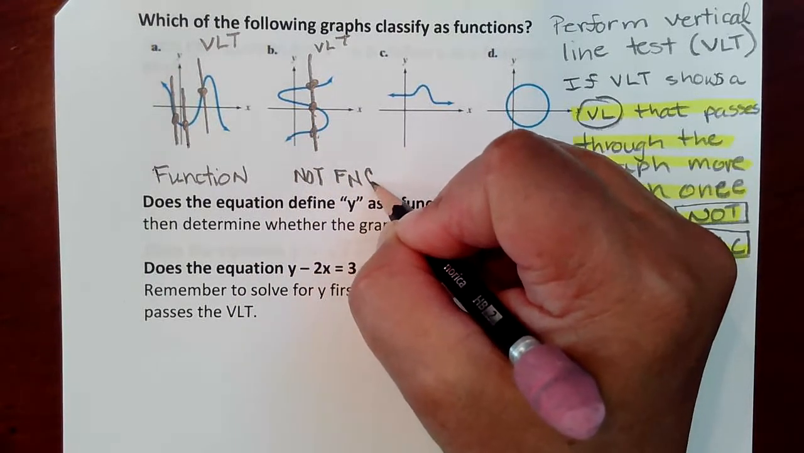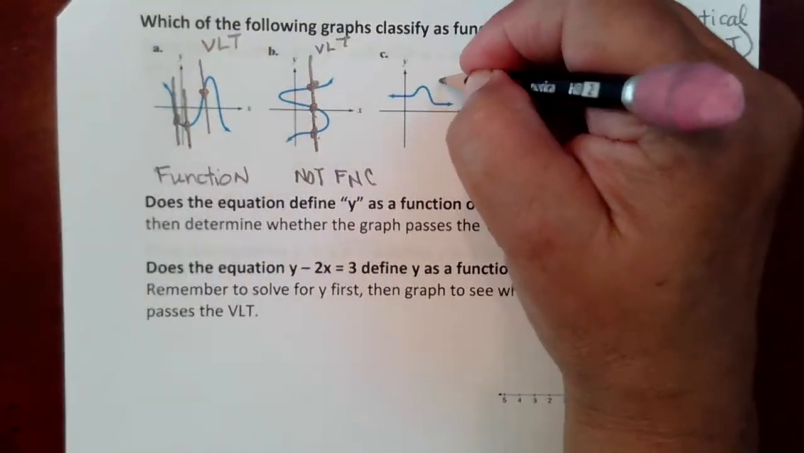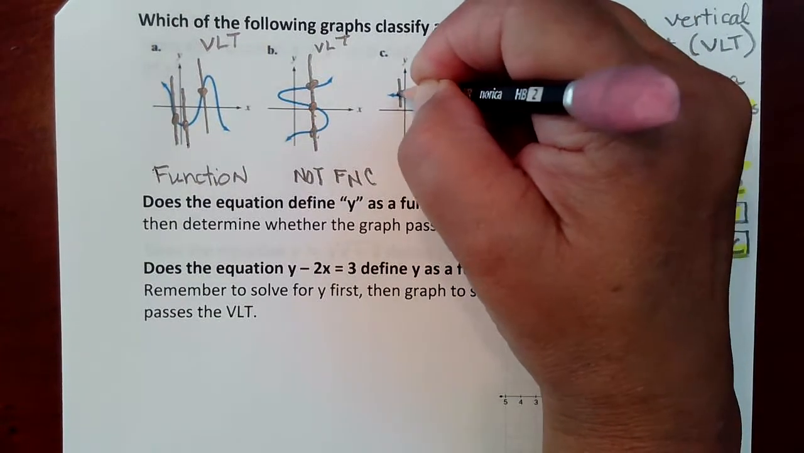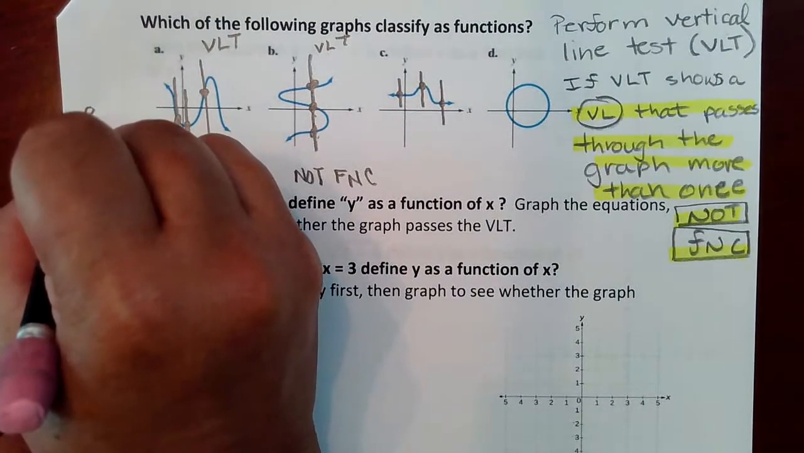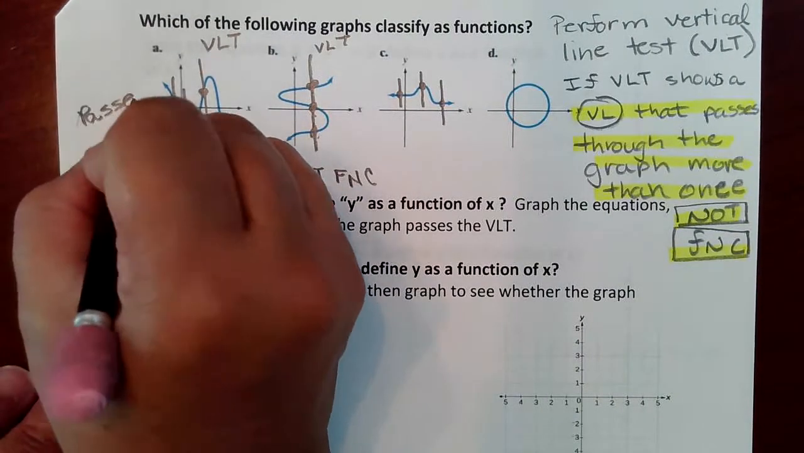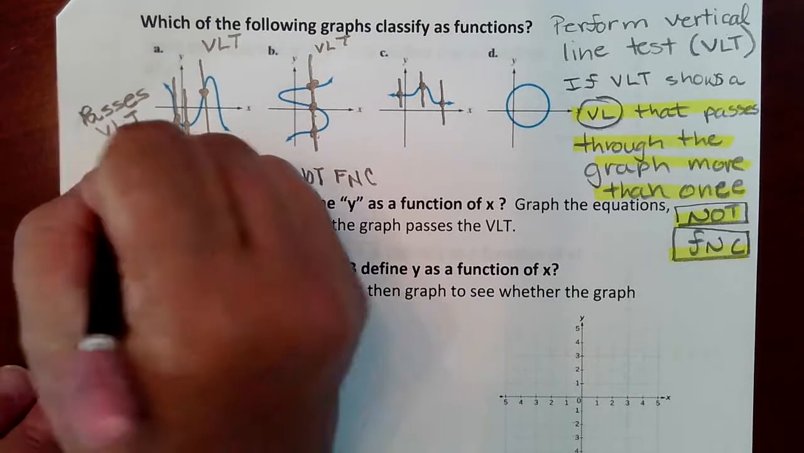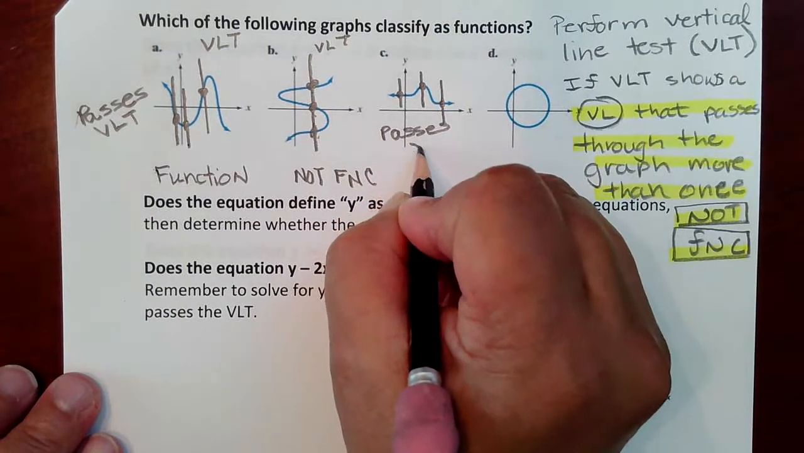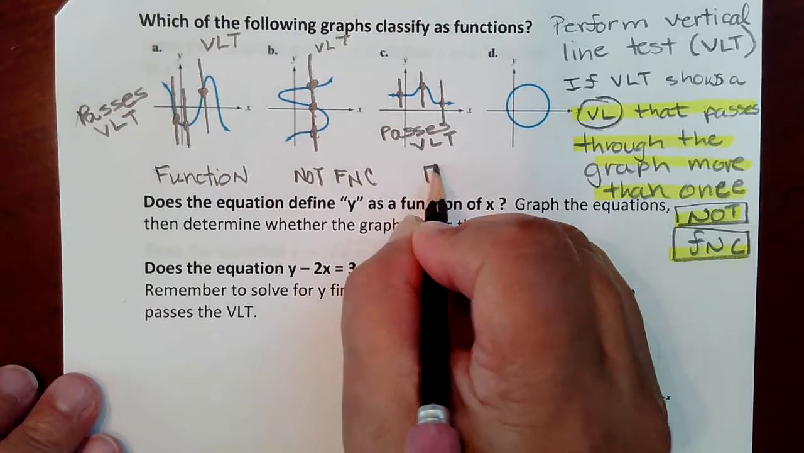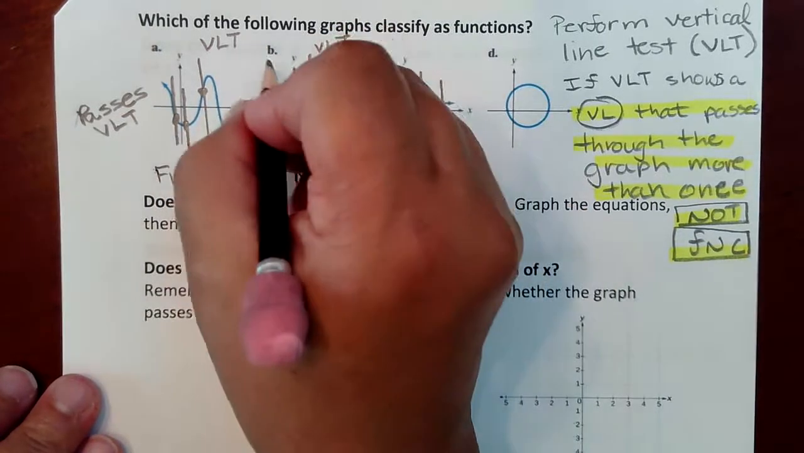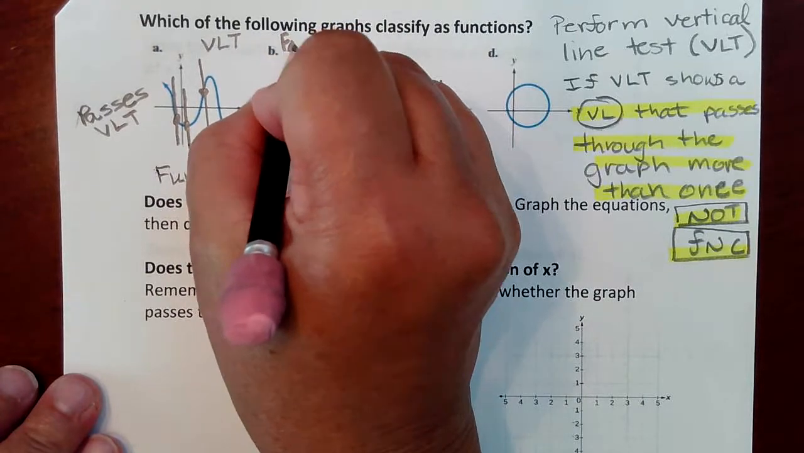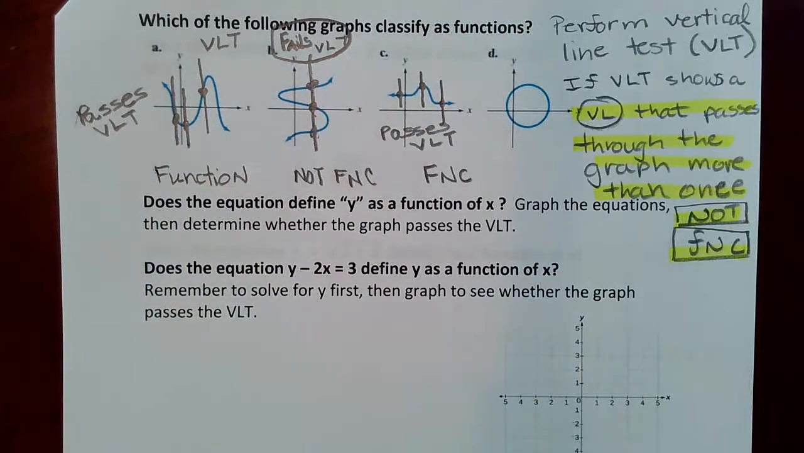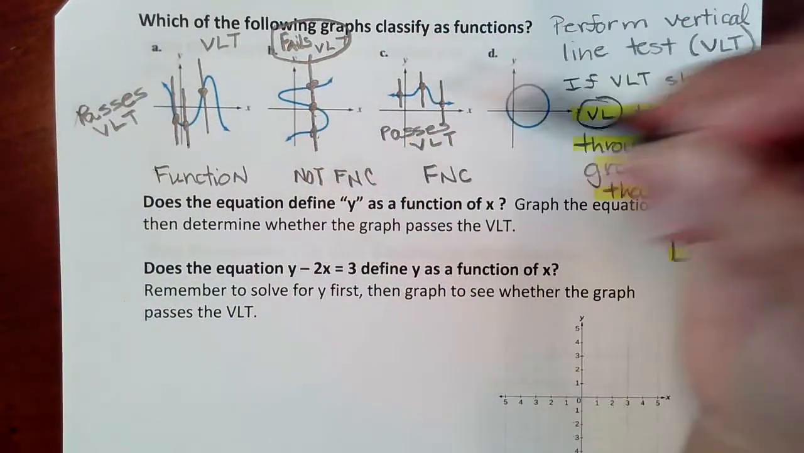I'm just going to abbreviate FNC for function. Here, if I pass a vertical line, it only cuts through once. If I choose to pass it through here, no matter where I pass it through, it passes the vertical line test. So because it passes the vertical line test as it did in part A and as it did in part C, this would be your reasoning why it's a function as opposed to not being a function. Here it fails the vertical line test because the vertical line touches the graph in more than one spot.